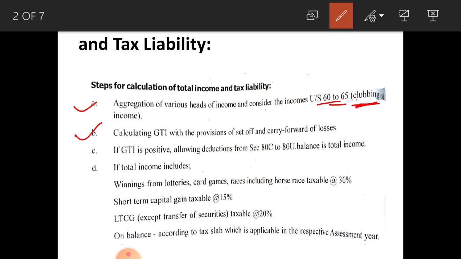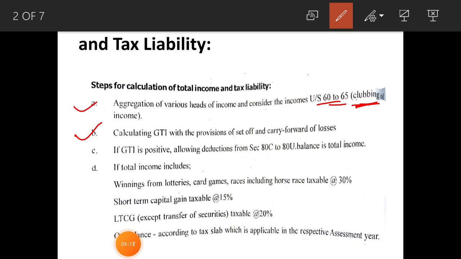Next step is calculating gross total income with the provisions of set off and carry forward of losses. After calculating the income from various heads, you have to calculate gross total income by adding that income from various heads. Here you have to use the provision of set off and carry forward of losses. That is set off of loss of one head within that head or from other heads and carry forward of losses to the next year.